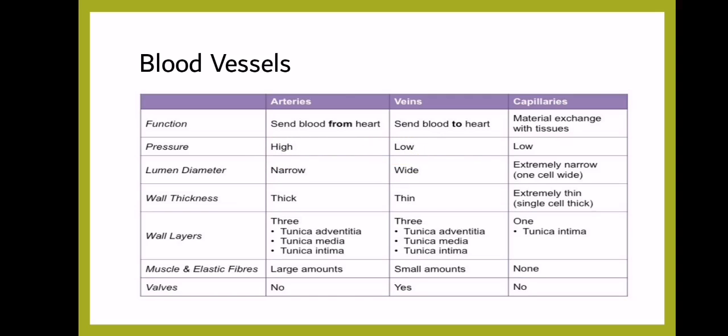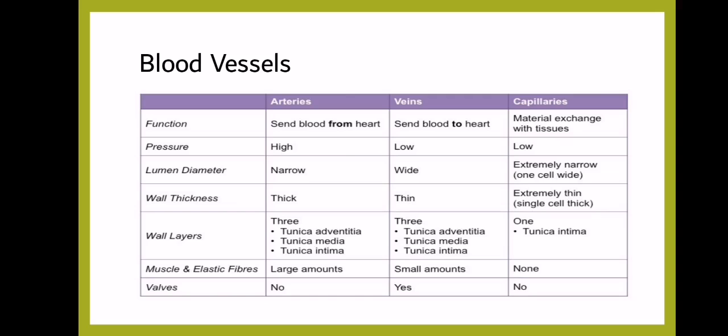Lumen diameter is usually narrow in arteries while wide in veins because veins have to send the blood to the heart, and in capillaries it is extremely narrow because capillaries are very thin. They are usually one cell thick.